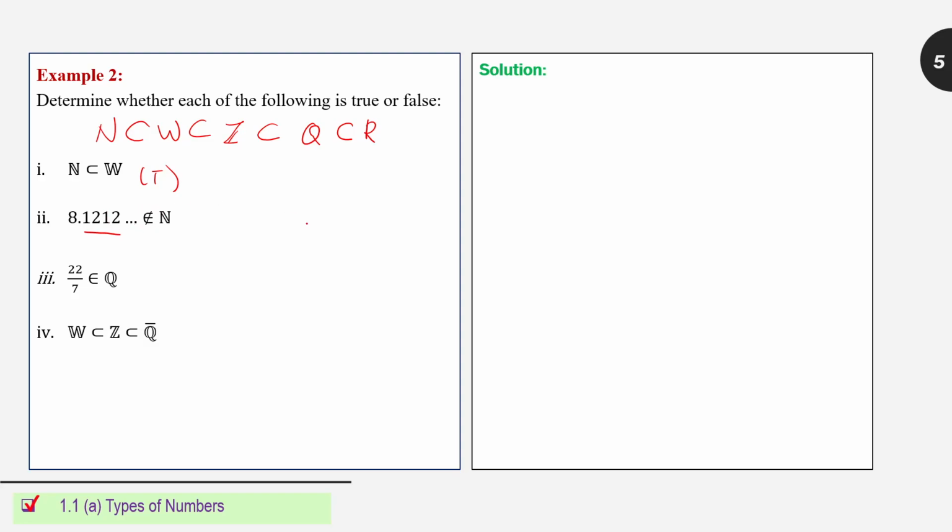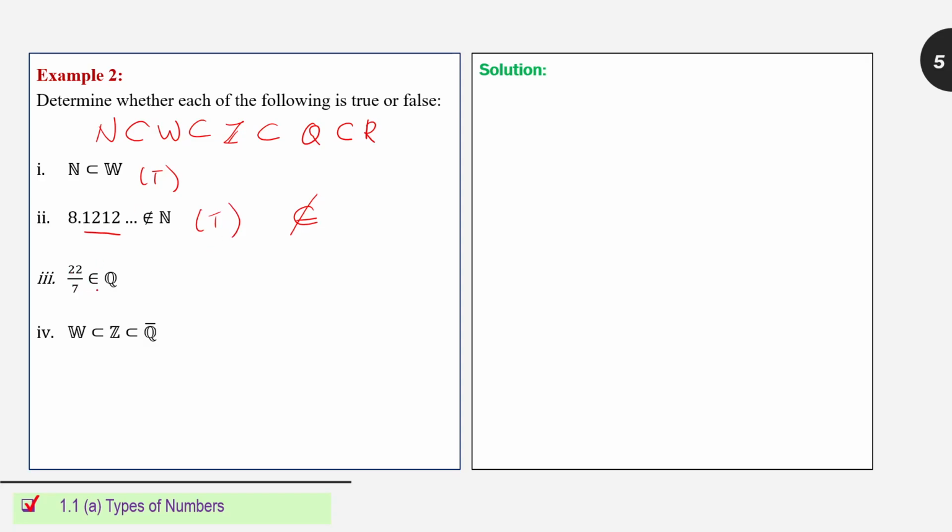Okay, what is this sign? It looks like an E with a stroke over it, and it is read as 'is not an element of'. It means 8.1212 is not an element inside the natural numbers. So this one is true.